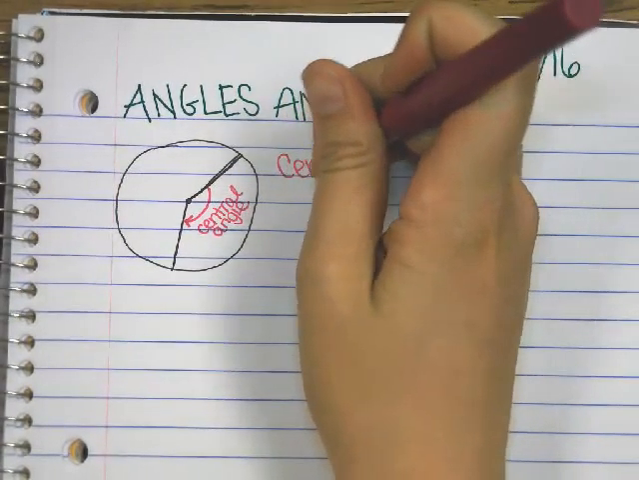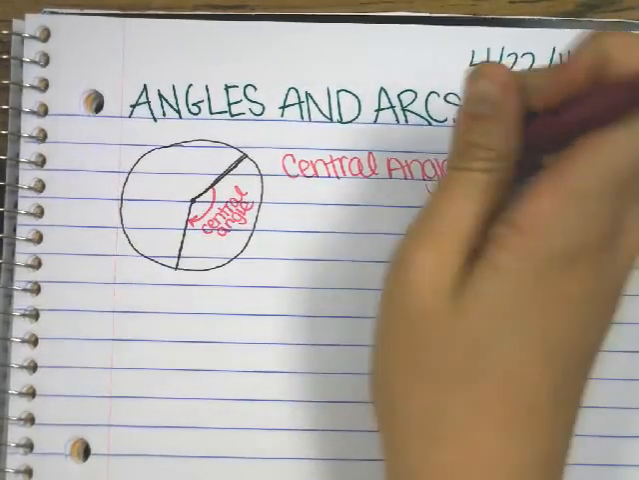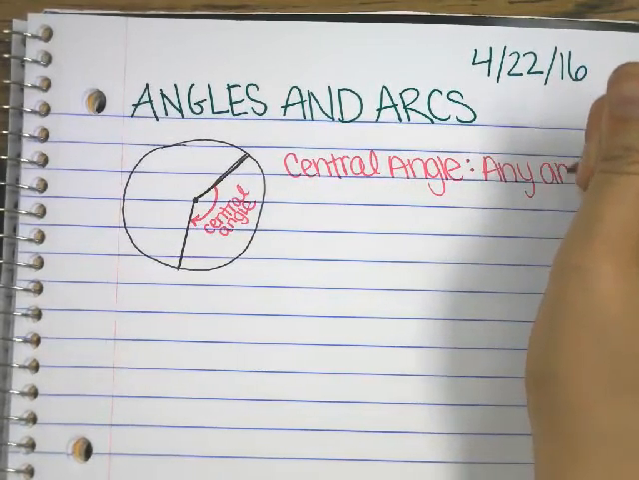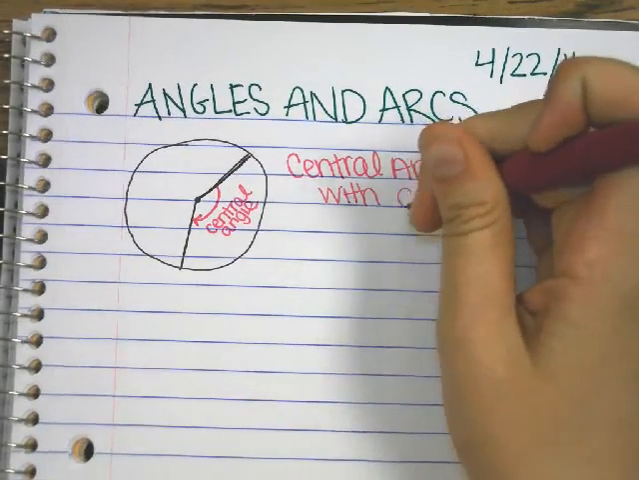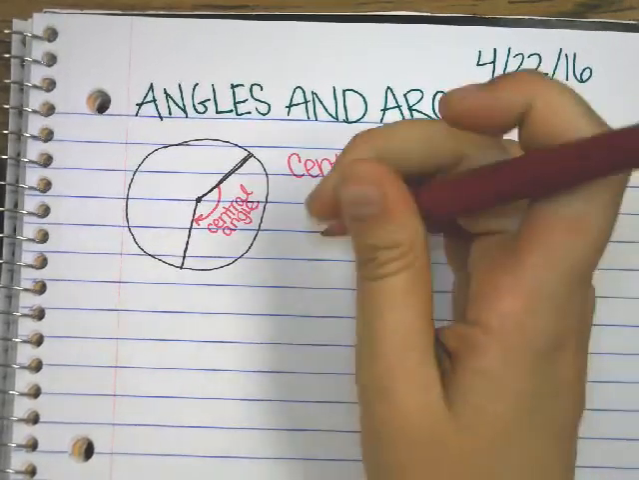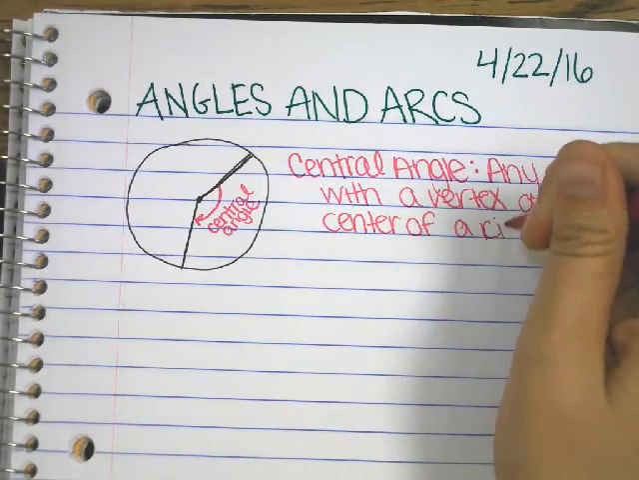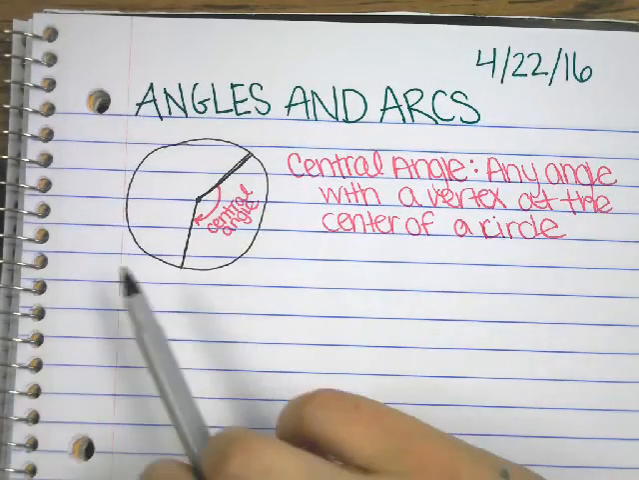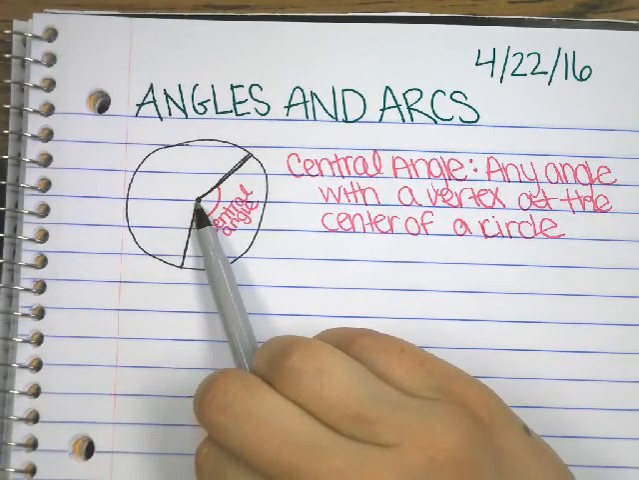Okay, our definition for central angle is any angle with a vertex at the center of a circle. So a central angle is any angle with a vertex at the center of the circle. So the vertex of this angle here, this vertex is the center of our circle.